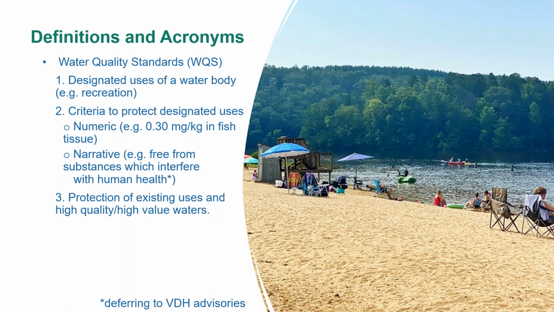These criteria are generally different for each designated use and for different pollutants, and include both numeric criteria, for example, 0.3 milligrams of substance per kilogram of weight in fish tissue, and narrative criteria, such as free from substances which interfere with human health. The third component is protecting existing uses and high quality, high value waters. So basically, whenever an activity is proposed that has the potential to affect existing surface water quality, we have a policy and framework in place to maintain and protect both the existing uses and the high quality waters.